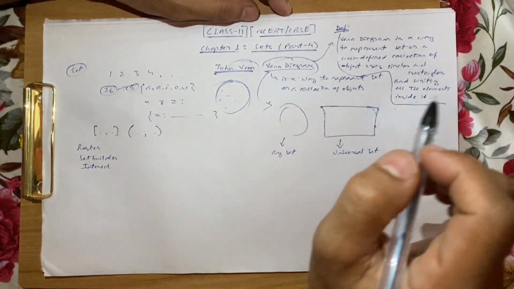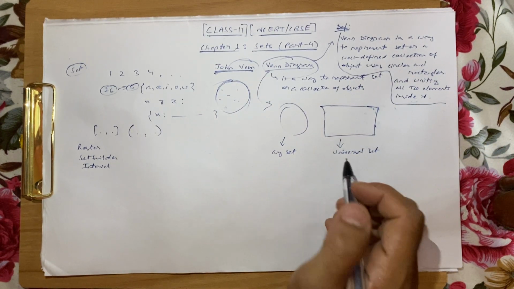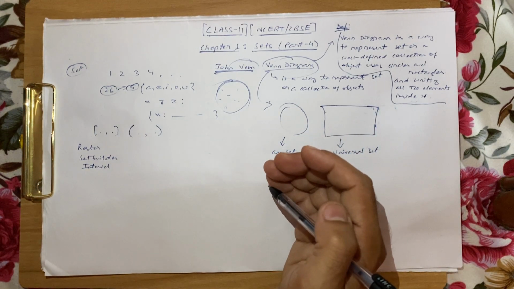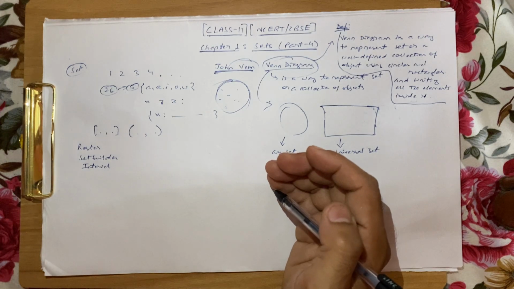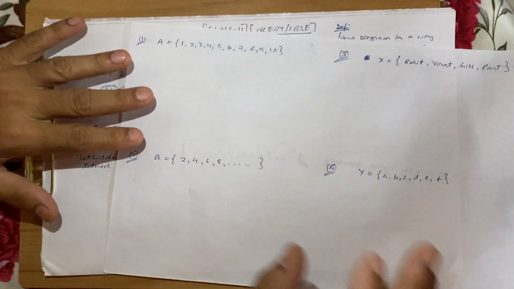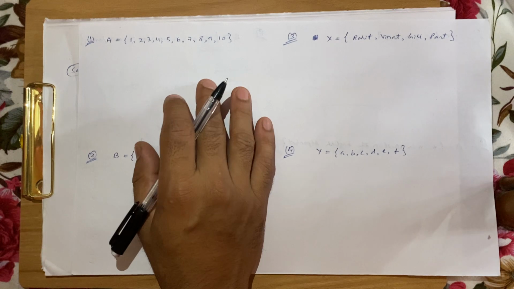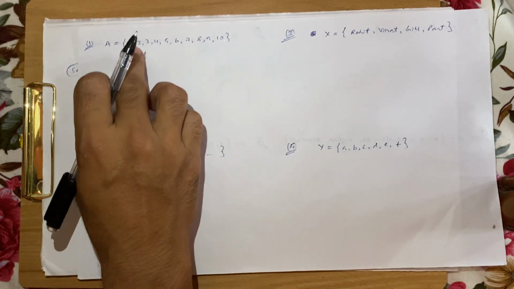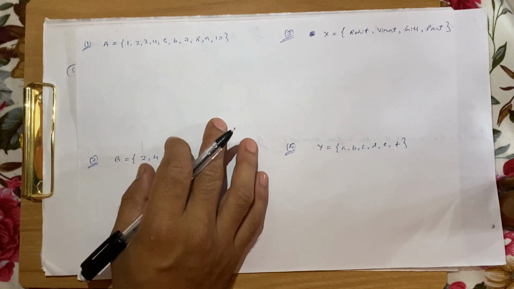So if this is clear to all of you, let's go ahead and take some sets and try to draw some Venn diagrams for each of them. I think I have got a page for you. Yeah, these are some examples. Okay, and here each of these has been given in the roster form. So we'll try to draw the Venn diagram for this.